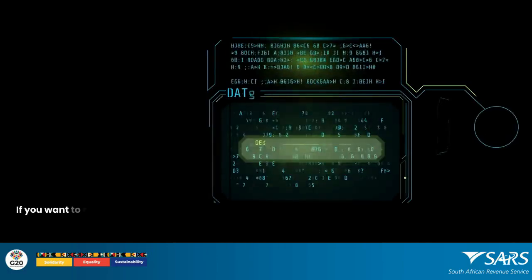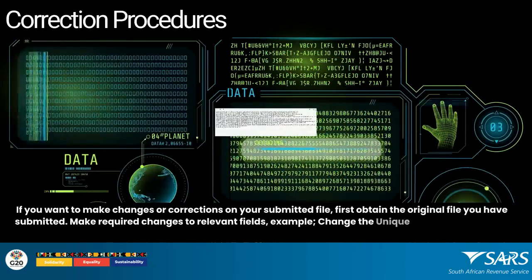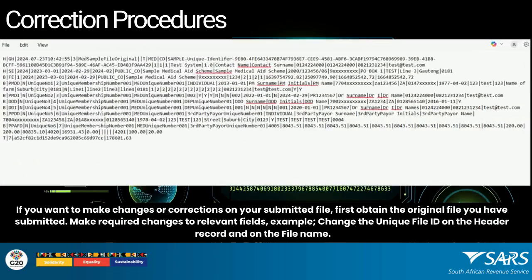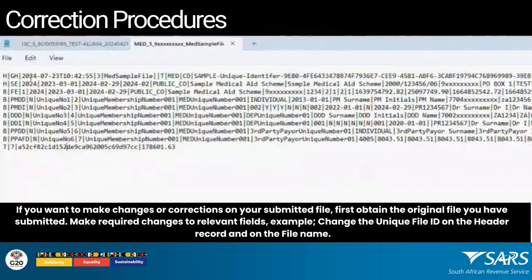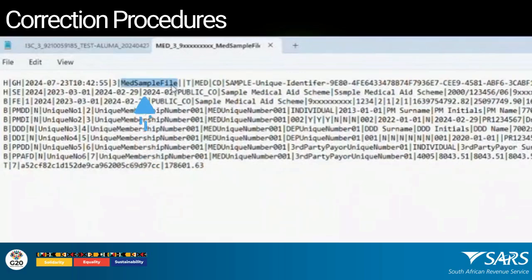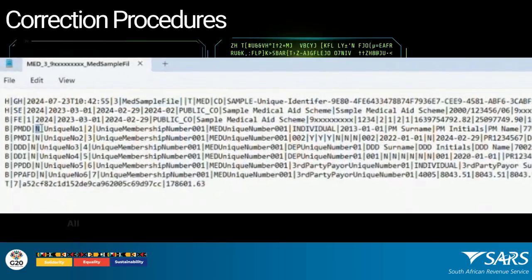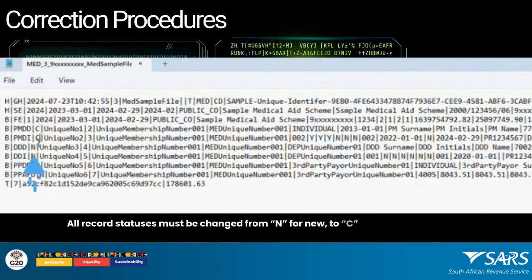If you want to make changes or corrections on your submitted file, first obtain the original file you have submitted. Make required changes to relevant fields. Example, change the unique file ID on the header record and on the file name. All record statuses must be changed from N for new to C for correction as shown.